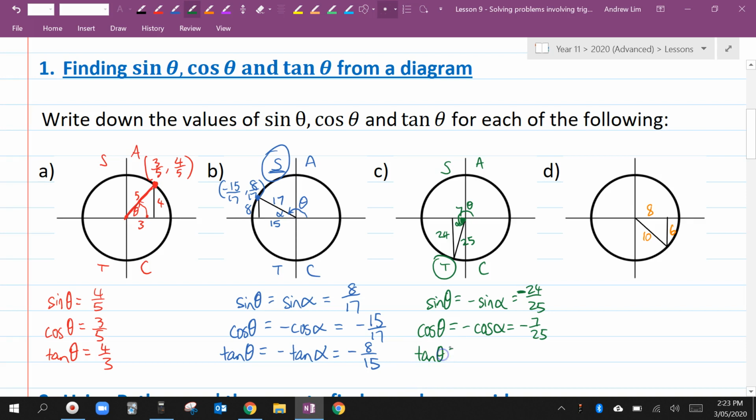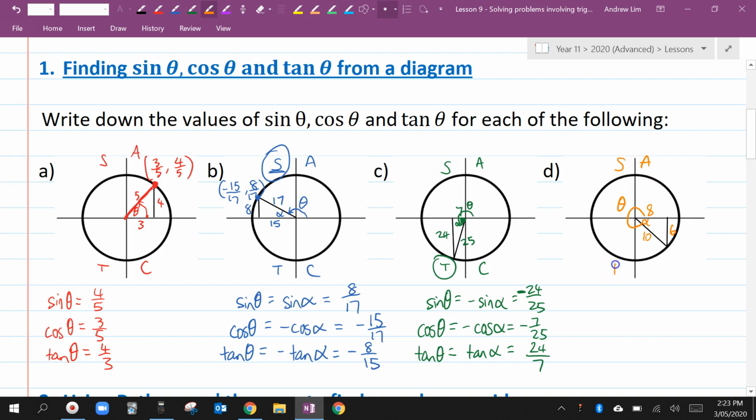And tan of theta is the same as tan of alpha. We know it's positive, which is equal to 24 over 7. Okay, and it's positive. Alright, question D. We know that this is theta. That's alpha.